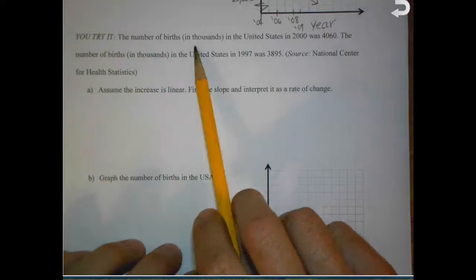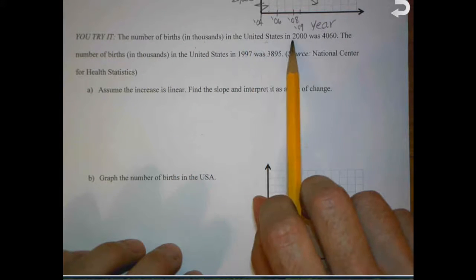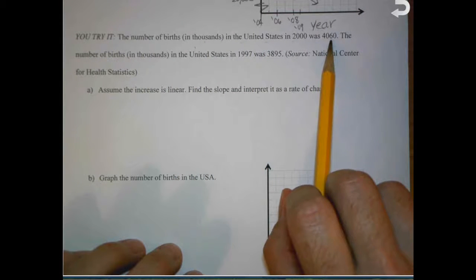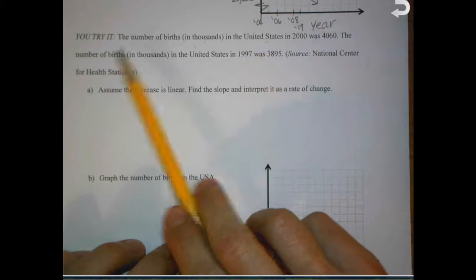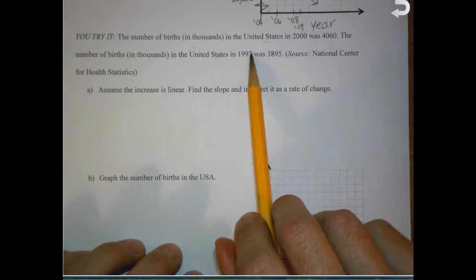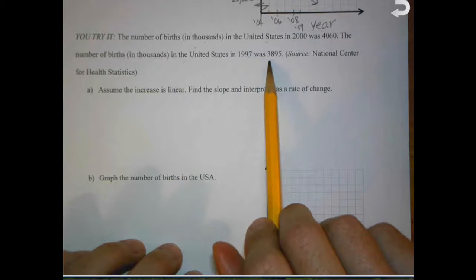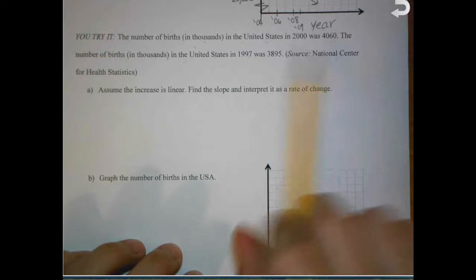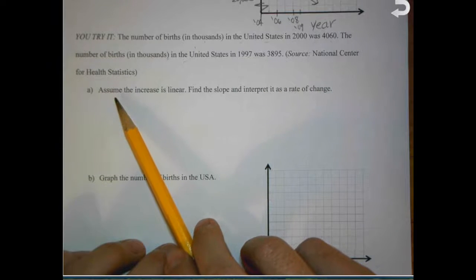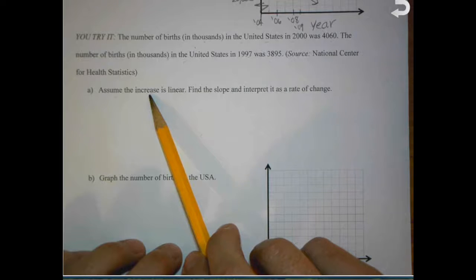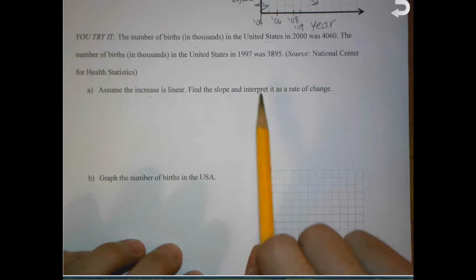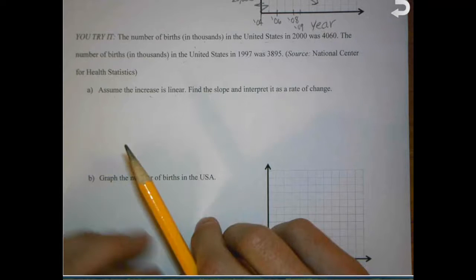The number of births in thousands in the United States in 2000 was 4,060. The number of births in thousands in the United States in 1997 was 3,895. Source: National Center for Health Statistics. Assume the increase, so this time we're going the other direction, going up, is linear. Find the slope and interpret it as a rate of change.